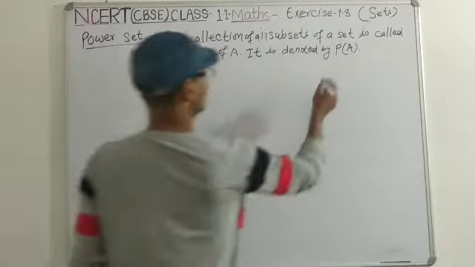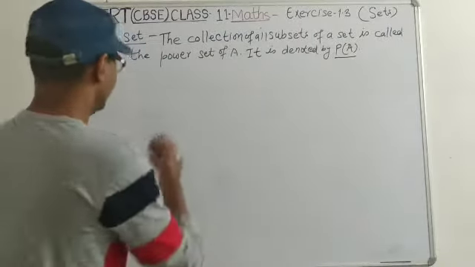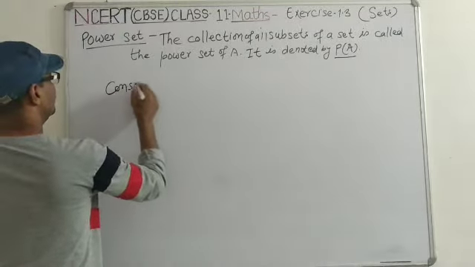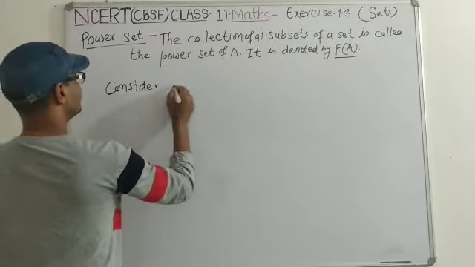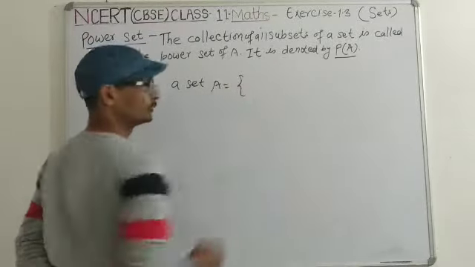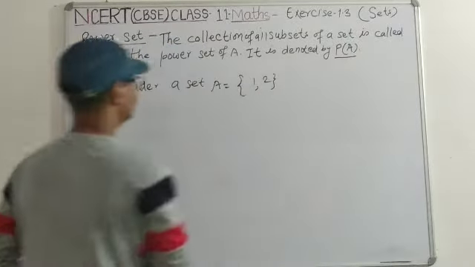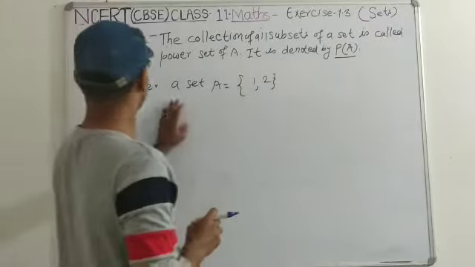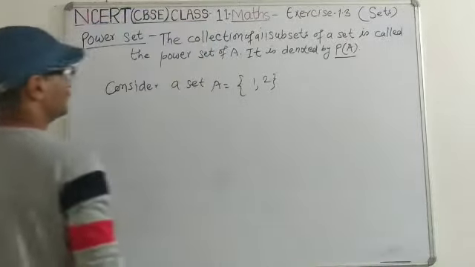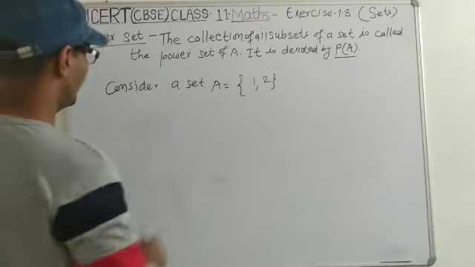It is denoted by P. So what is the collection of all subsets? So let's know here. Suppose we consider a set A equal to {1, 2}. So how many subsets are possible from this set? And the collection of all subsets is known as power set.